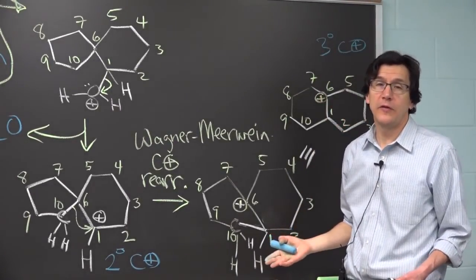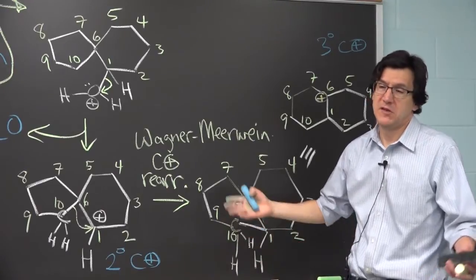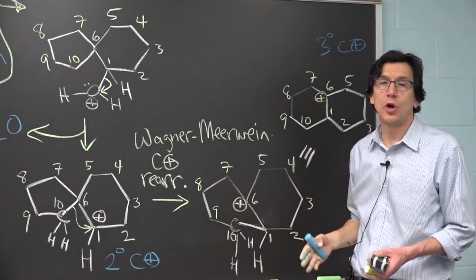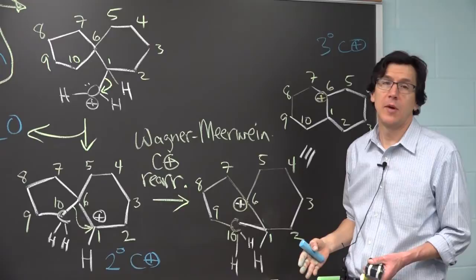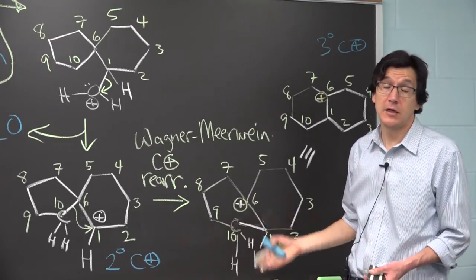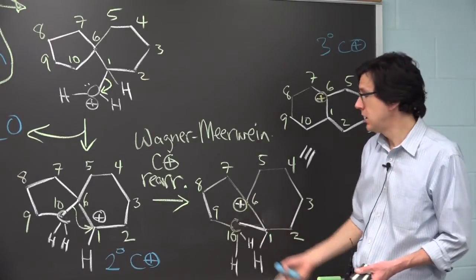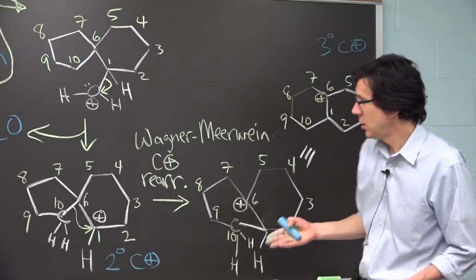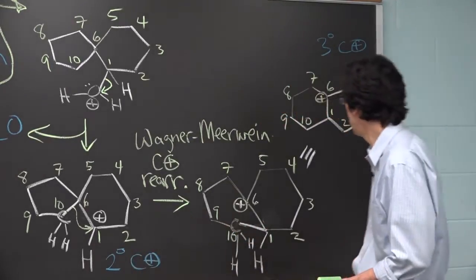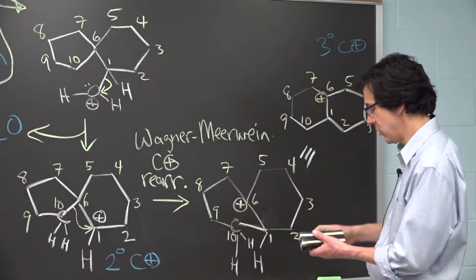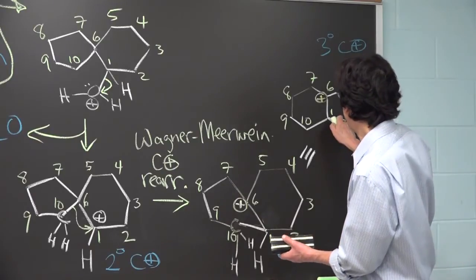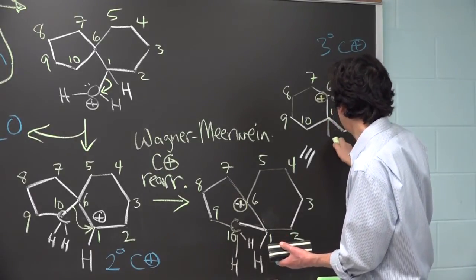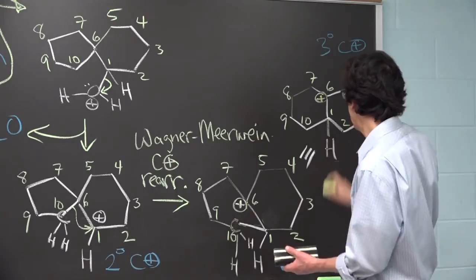Carbocation rearrangements often, typically even, occur preferentially from a less stable carbocation to a more stable carbocation. And that's the case here. We rearrange from a secondary carbocation to a tertiary carbocation. The other thing I should perhaps include in my structure is that there's a hydrogen at carbon 1.